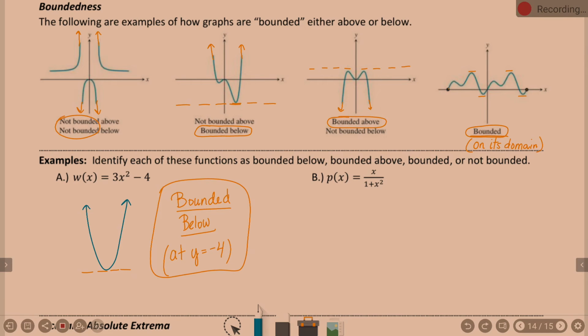Okay. Do you know what this next graph looks like? You see me walking to my calculator, so you know I don't expect you to know what it looks like, right? Which one is this? This one is x over 1 plus x squared. So what's our claim? Bounded.